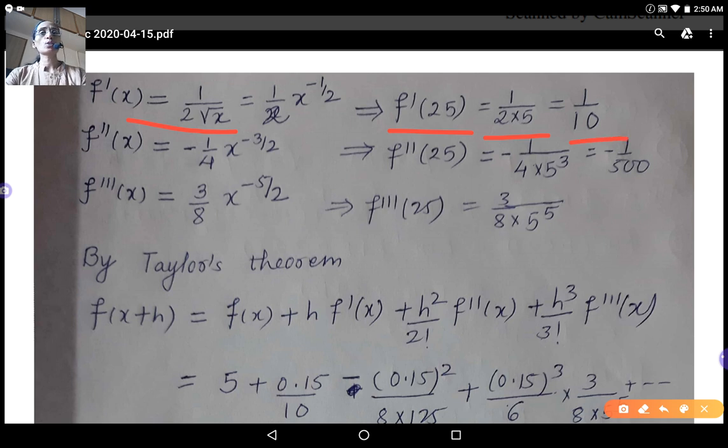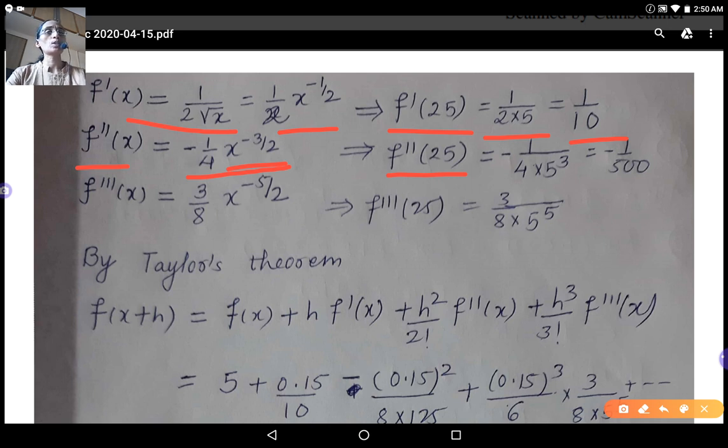Then f double dash of x. F double dash of x means derivative of this: 1 by 2 as it is, then minus 1 by 2 into x raised to minus 3 by 2, means minus 1 by 4 x raised to minus 3 by 2. Just put x is equal to 25, means f double dash 25 you will get, that is minus 1 by 4 and this is what? X raised to minus 3 by 2.